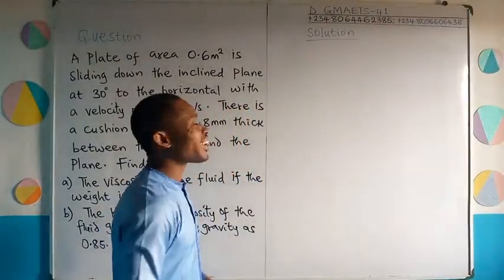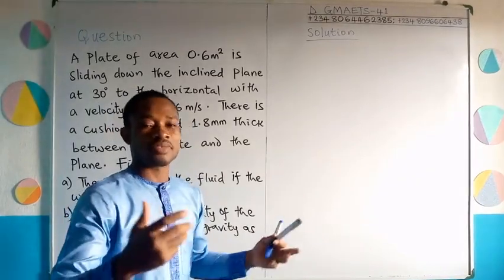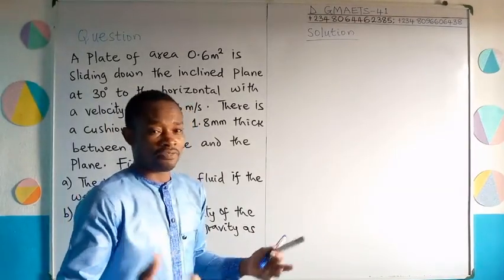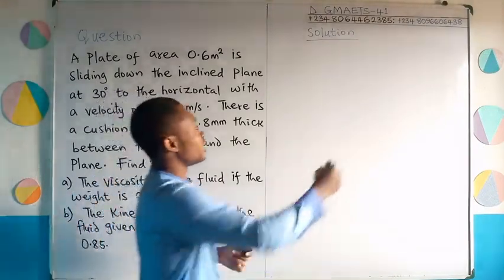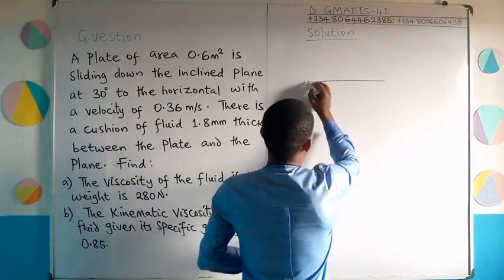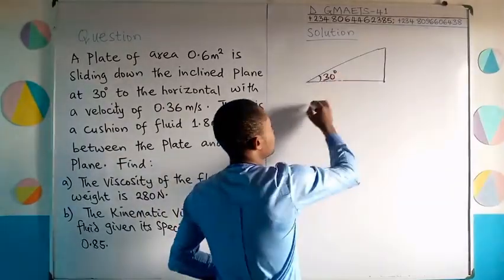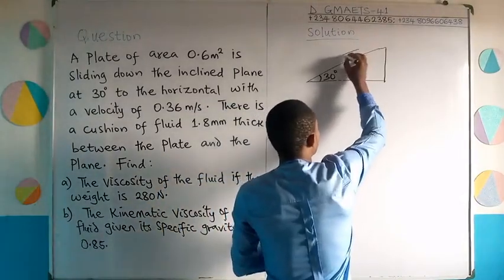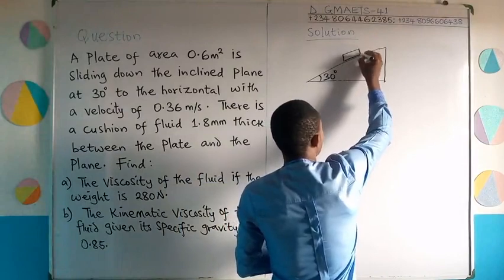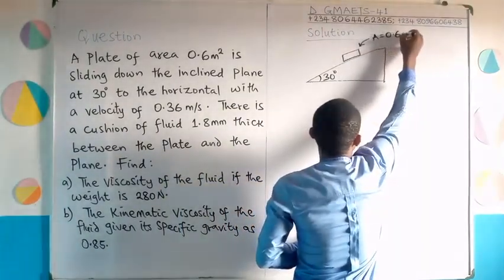Alright, since this is an inclined plane problem, we commit no crime sketching something about the inclined plane, even if it may not be absolutely necessary in solving this question. But just for you to get an idea of what the question is all about, I'd like to do this. So let us take this as the inclined plane. The angle is 30 degrees. Now, let the plate, which is placed on the plane, be this. Is that okay? And the area of the plate is 0.6 square meter.